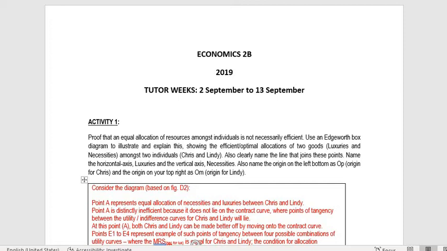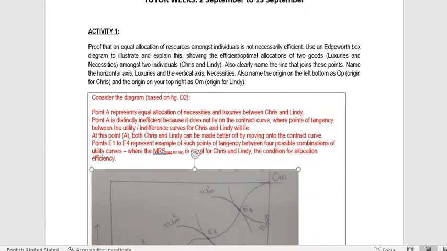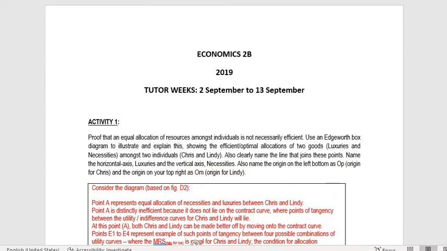So the tutorial we'll be doing today covers work from the 2nd of September to the 13th of September. And I will be doing activity 1 to activity 3 with you guys. So the first activity basically asks us to show how an equal allocation of resources amongst individuals is not necessarily efficient. And then they have requirements for how you should draw it and what axis should be labeled as what.